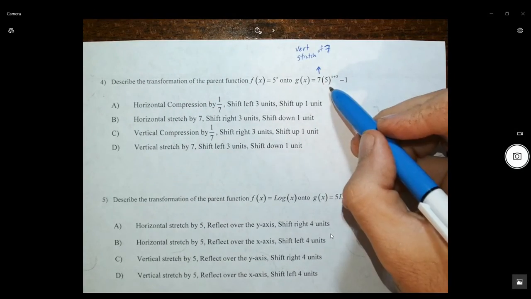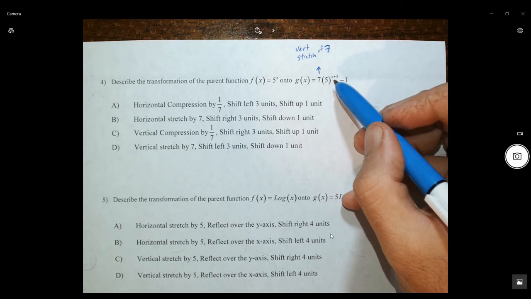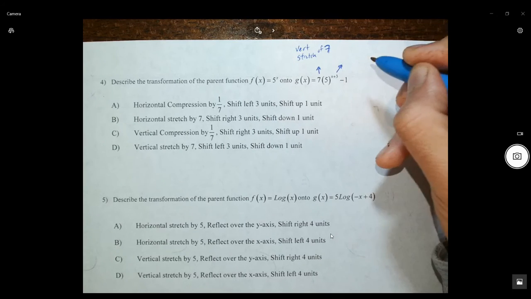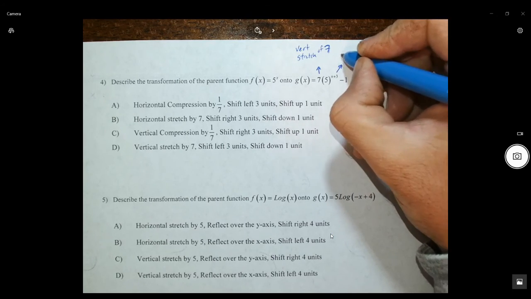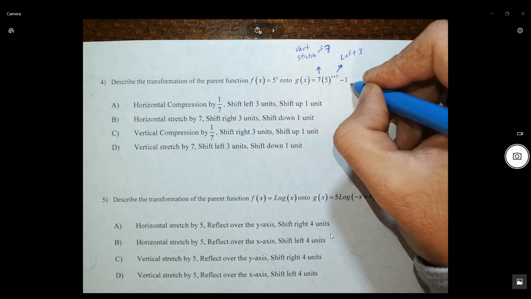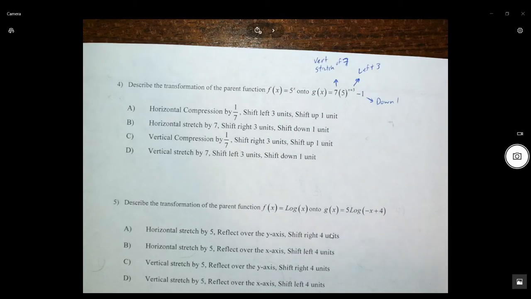Okay, 5 is just a base. Remember, 5 is not a transformation. It's just a base. Okay, then we'll move here. This x plus 3. It's in the x's, so it's lying to us. So really, we're going left 3 here. And then this positive 1 is telling us the truth. We're going down 1 with that one.